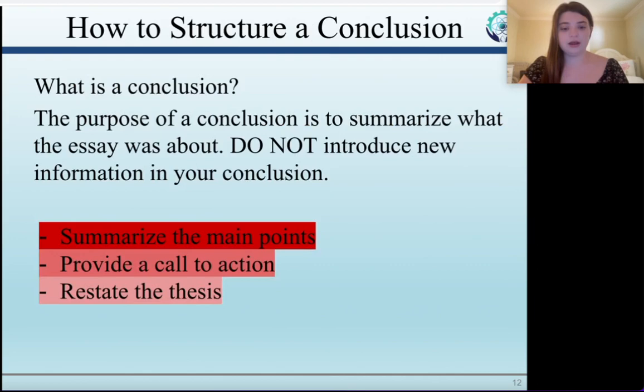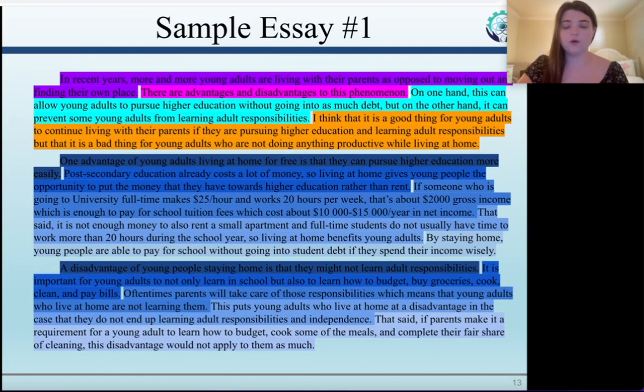And then the last one is to restate the thesis. So, what was the thesis? The thesis is the orange part, and it says, I think that it is a good idea or a good thing for young adults to continue living with their parents if they're pursuing higher education and learning adult responsibilities, but that it is a bad thing for young adults who are not doing anything productive while living at home.